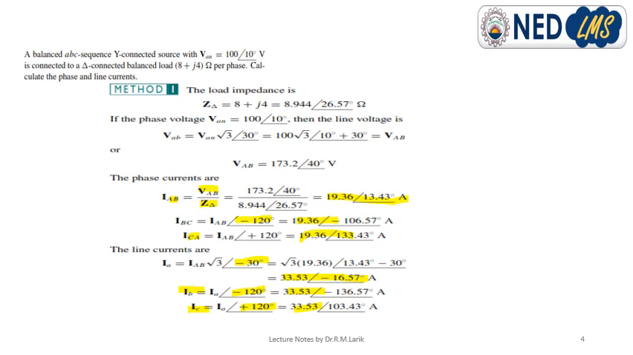In this case, we need to calculate the phase and line currents. So we calculated all line and phase currents when the source is Y connected, and the Y connected source is connected with the delta connected load. This was a case of Y delta.